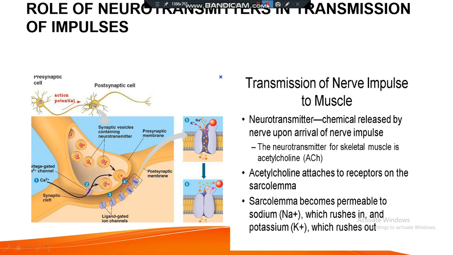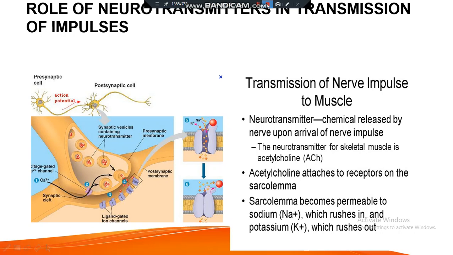Now, role of neurotransmitters in transmission of impulses. The neurotransmitters are chemically released by the nerve upon arrival of a nerve impulse. They act like signals. Take for instance, in normal conduction of impulses, when an action potential arrives at the axon terminal, it causes calcium ion channels to open. The influx of calcium ions causes exocytosis of neurotransmitters, which then travel to the synaptic receptors on the postsynaptic membrane, forming a neurotransmitter receptor complex.